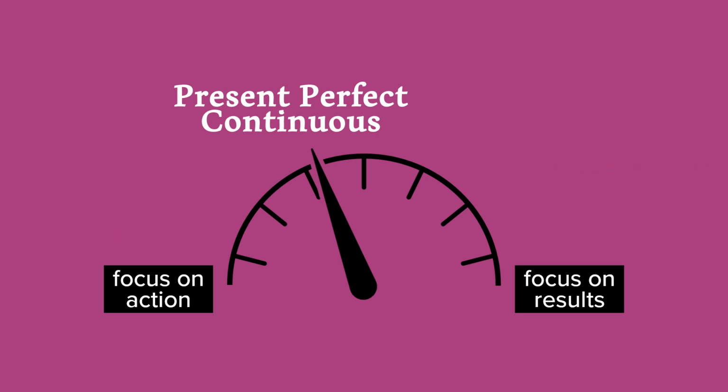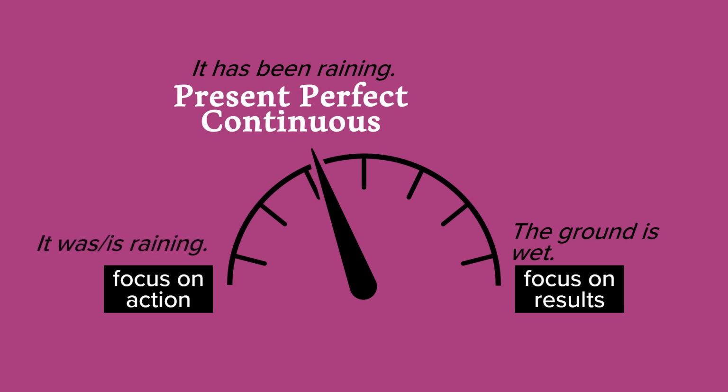One way you could do this is by explaining the cause of a present state. Why is the ground wet? Because it has been raining. This example starts with the result, then redirects toward the action that caused it.